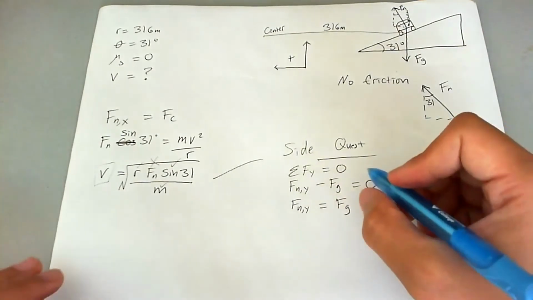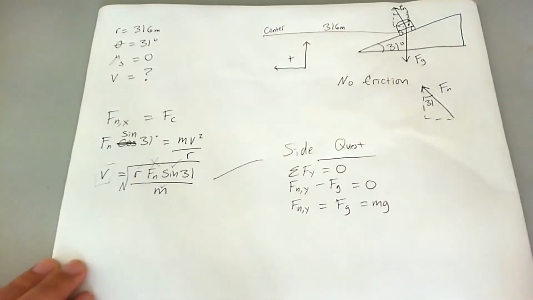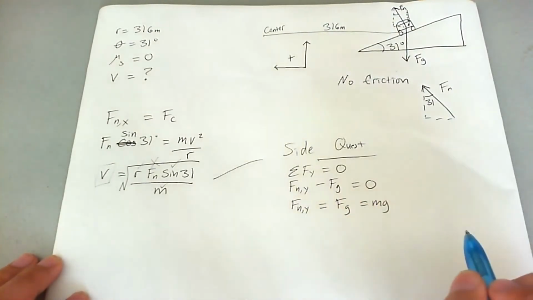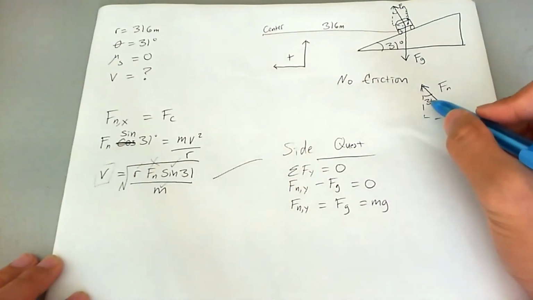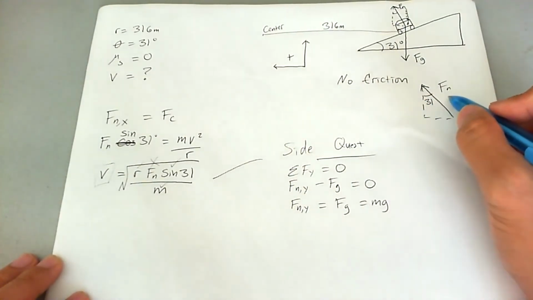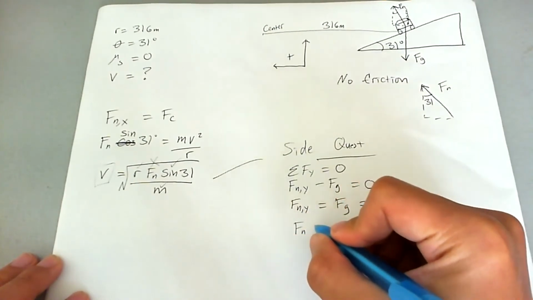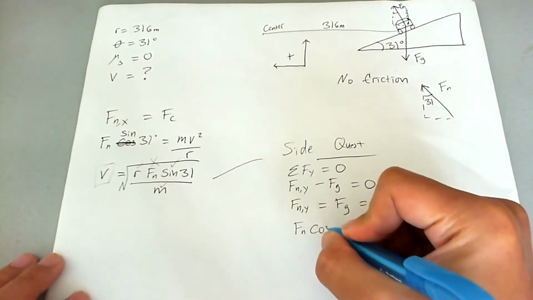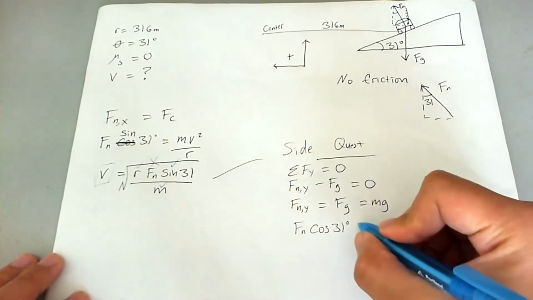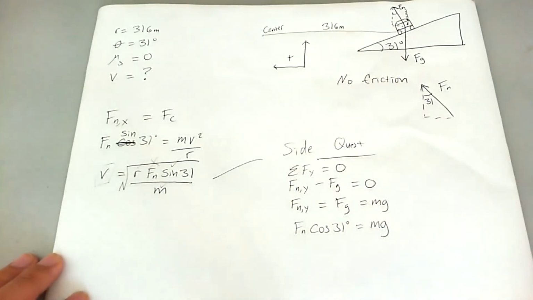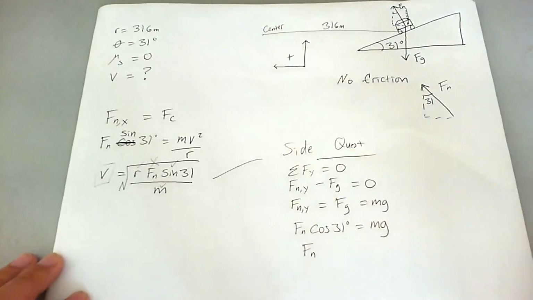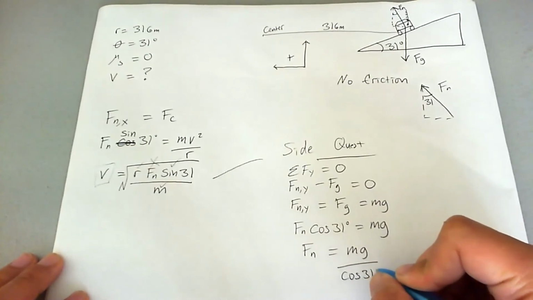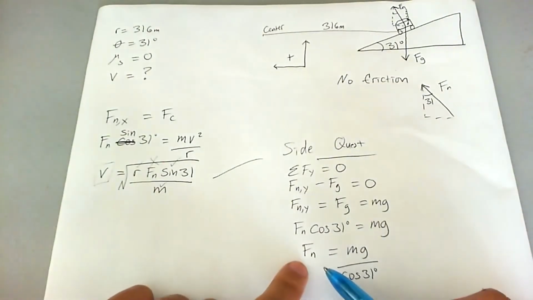Great. What is gravitational force but mg? Cool. Now let's take this apart a little bit more. What is normal force in the y direction? That's simply going to be the component of normal force, normal force times cosine of 31. I get those two mixed up, I guess. So cosine of 31 times normal force is going to equal mg. Therefore, normal force is going to equal mg divided by cosine of 31. Perfect. Now we have a function for normal force.